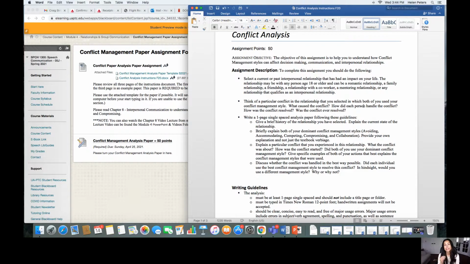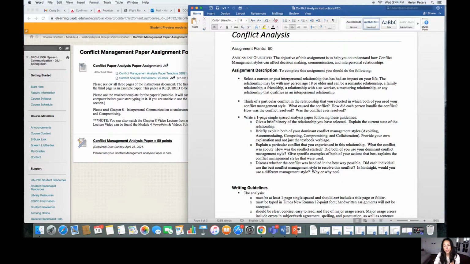Also, it has to be single spaced. You'll see the template and an example in a second, so you'll see what I'm talking about, but it needs to be single spaced. And it needs to have the headings, all of that. Again, we'll talk about that in a second when we look at the template. But basically you're going to be answering these questions.